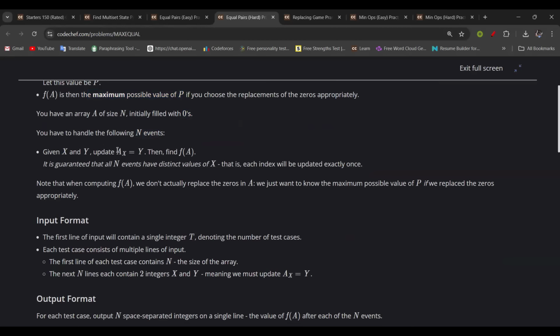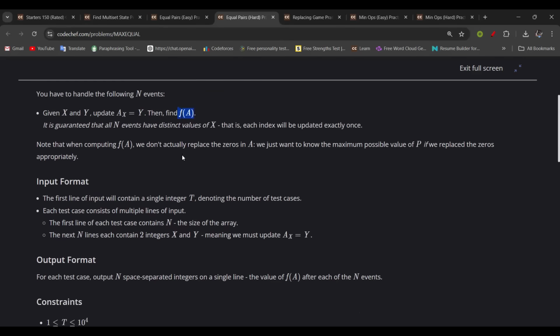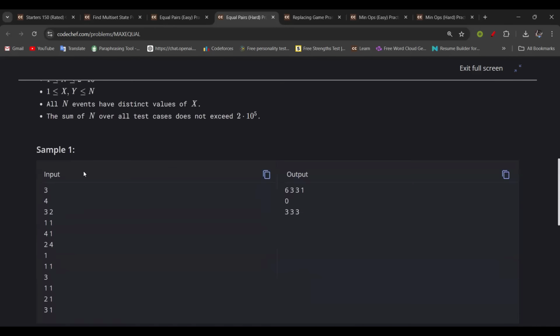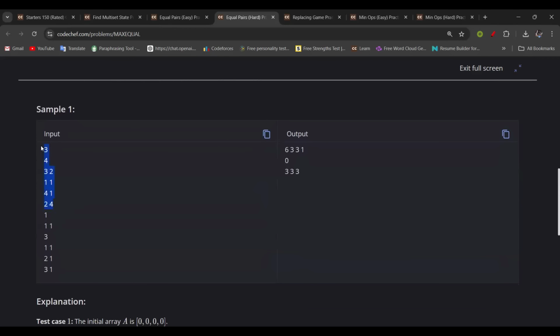So in every event you would say the value at index x, ax, is y. You would replace ax by y, and after every event, once you have done this replacement, what is the value of FA now? After the second event, what is the value of FA now? You have to answer this question after every event, so one by one you have to answer n times basically. If you look at the first test case, I would explain more clearly what you need to do.